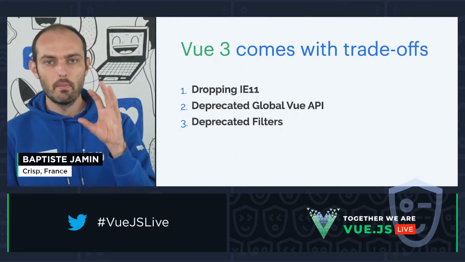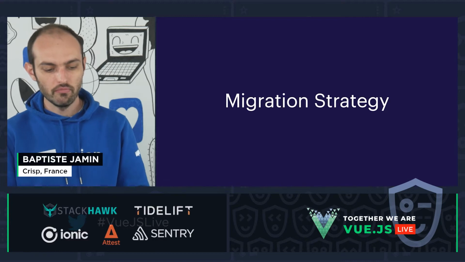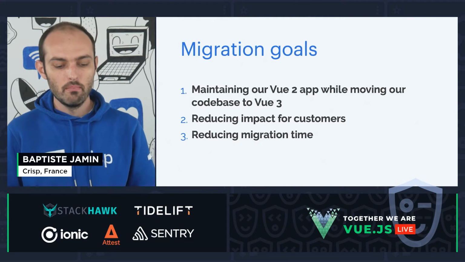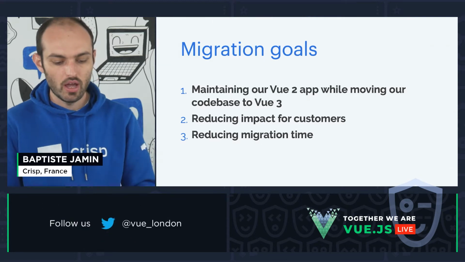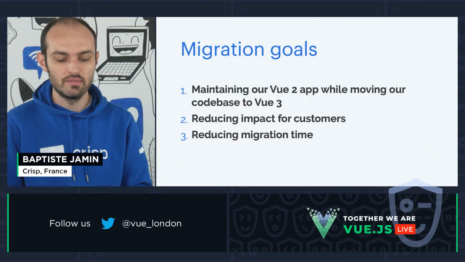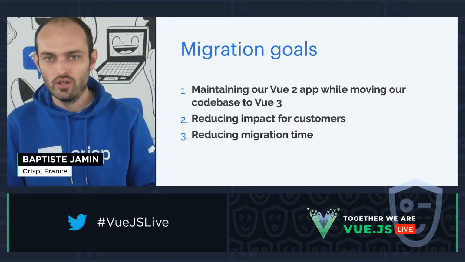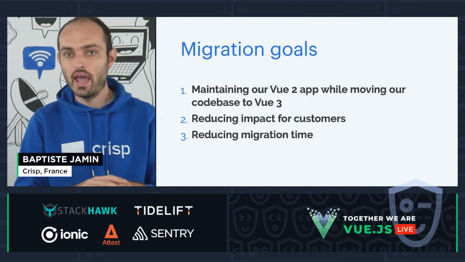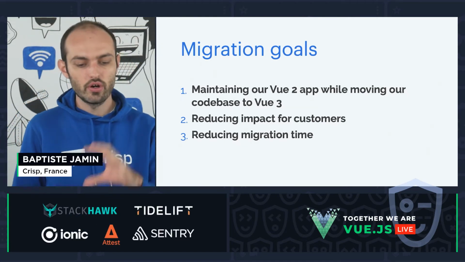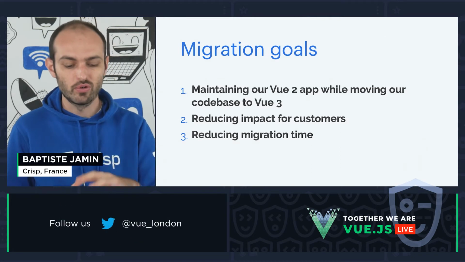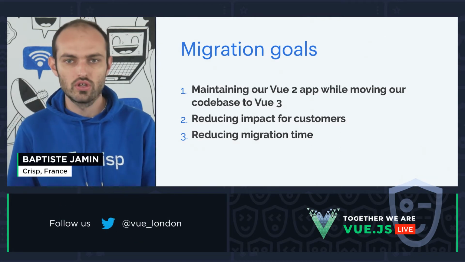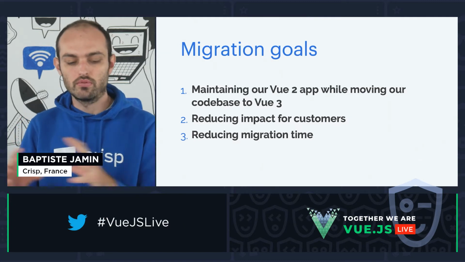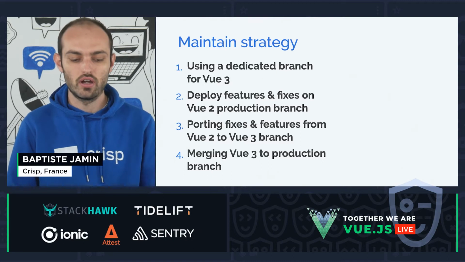So let's talk about migration strategy. We wanted to maintain our existing Vue 2 app while moving the codebase to Vue 3. We also wanted to reduce the impact for customers, so that once we released the Vue 3 version, they wouldn't notice anything. And as we are a small team at Crisp, only 4 developers, we wanted to reduce the migration time. So the strategy was to create a dedicated branch for Vue 3.